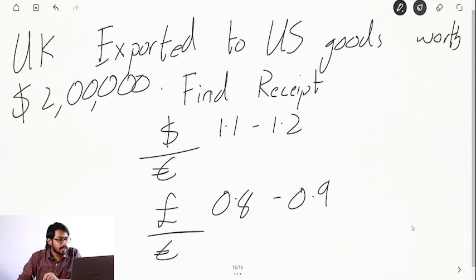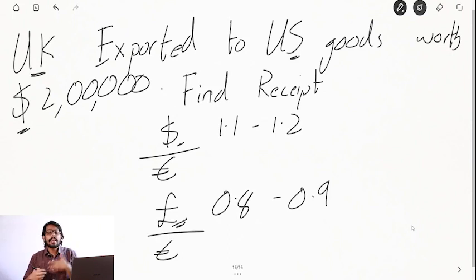Guys, understand, you are a UK citizen. You are exporting. What is your currency? Your currency is pound. You are exporting to where? You are exporting to the US, goods worth $2 lakh, in dollars, and you have to receive it in the UK.